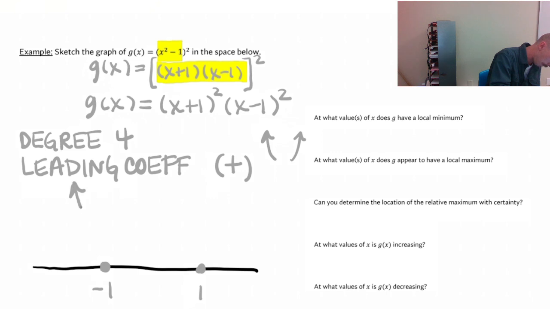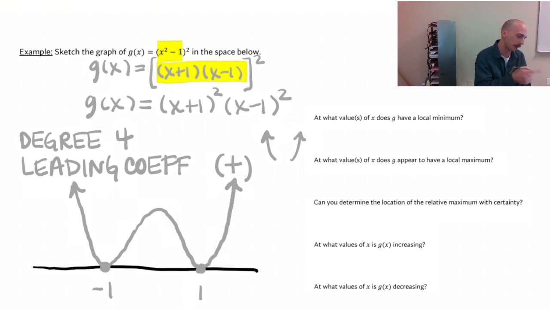Respecting that end behavior, it's got to bounce at x equals negative 1. And then it's going to come up, and it's going to bounce again at x equals positive 1. And then it has to go up from there, but that does fit with our end behavior, so that kind of makes sense. Okay, that's going to be my sketch.